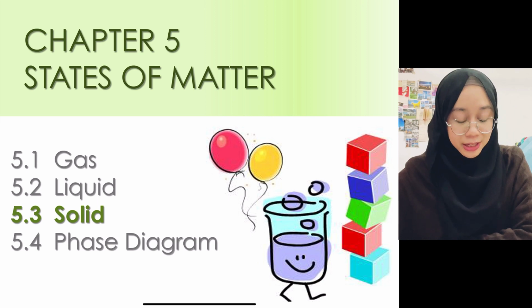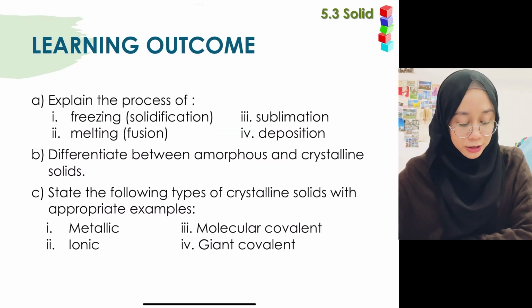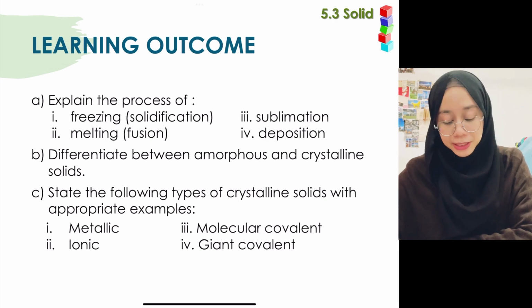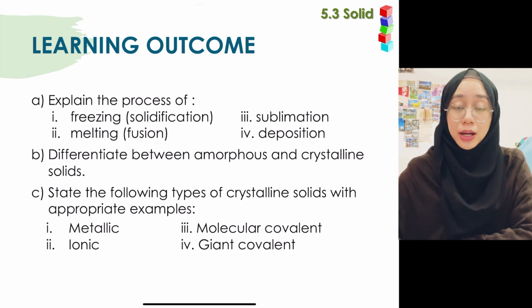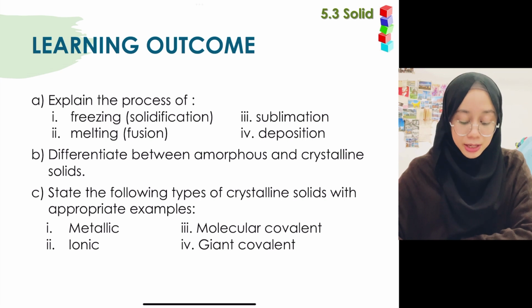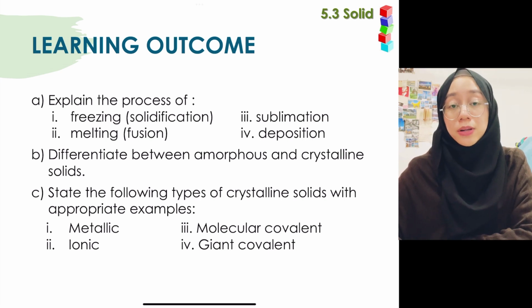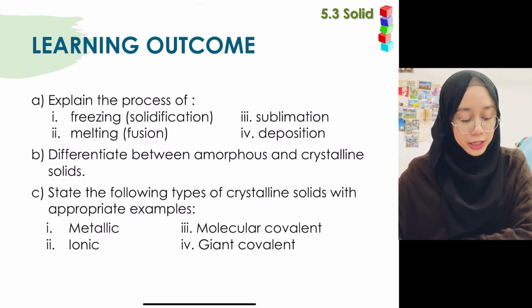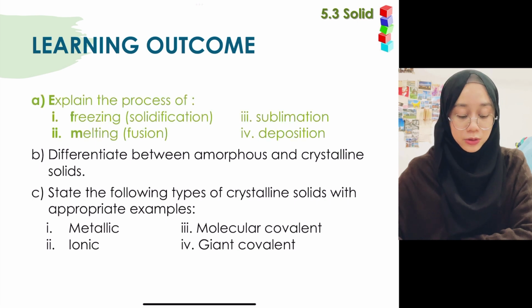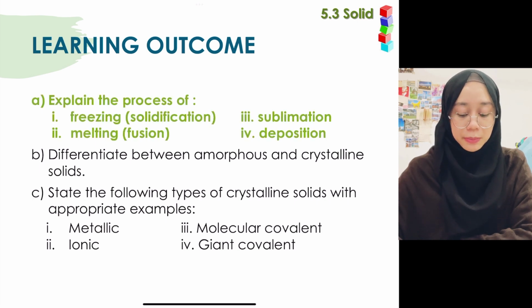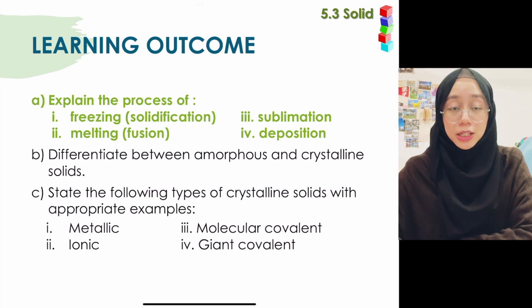So let's have a look at the learning outcome. For this subtopic, we have three. The first one is to explain the process of freezing, melting, sublimation, and deposition. Then we look at the difference between the amorphous and crystalline solid, and then the type of crystalline solid. However, for this video, we are only covering the first part dahulu. Okay, kita nak tengok proses freezing, melting, sublimation dengan deposition dahulu.